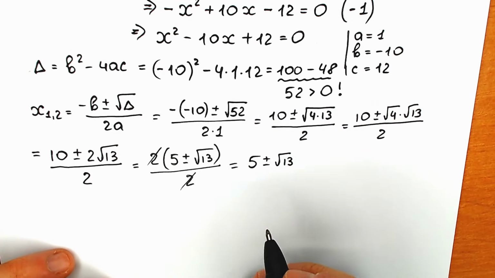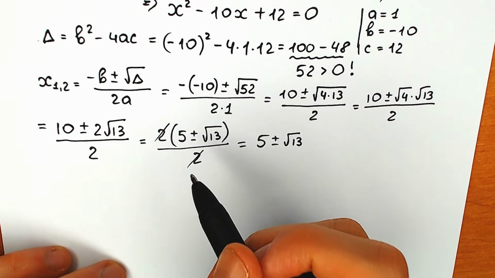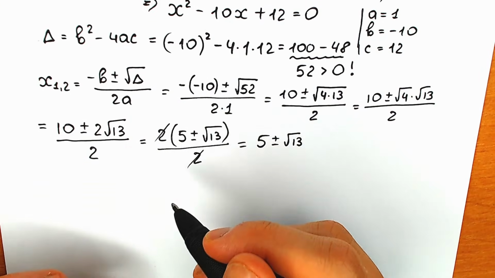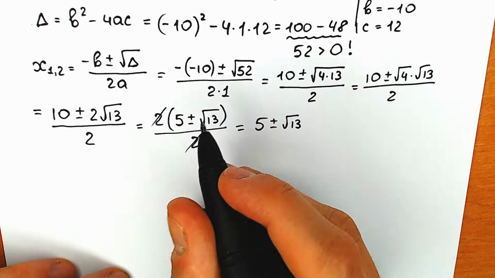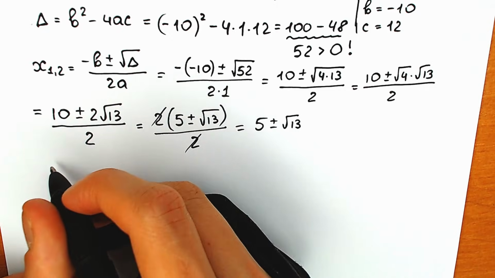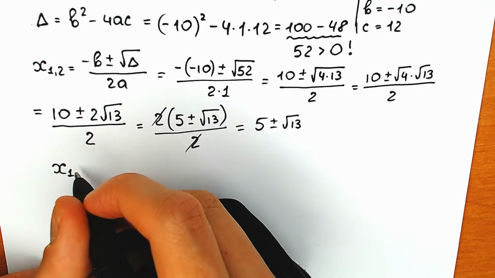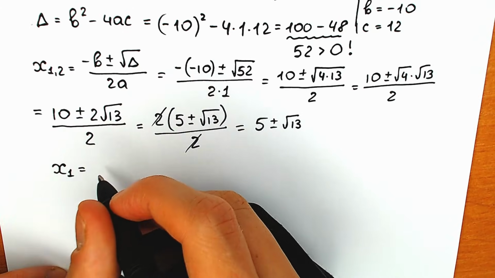So we have two numbers. In the end, we have two pairs: x first with y first, and x second with y second. So let's gather all of this information and write it at this place. For example, for x first, let's write it with the positive sign. So 5 plus square root of 13.